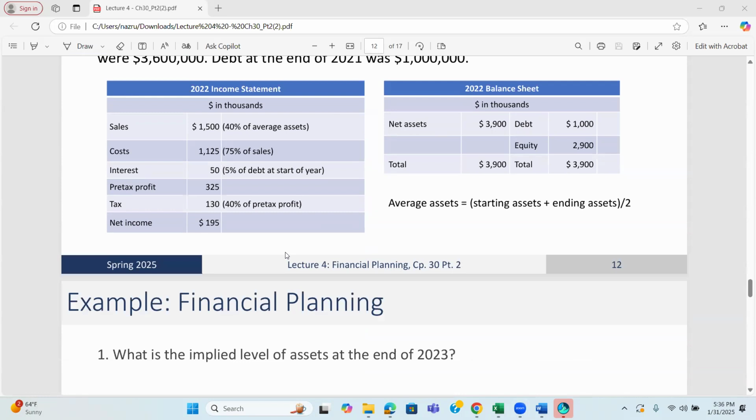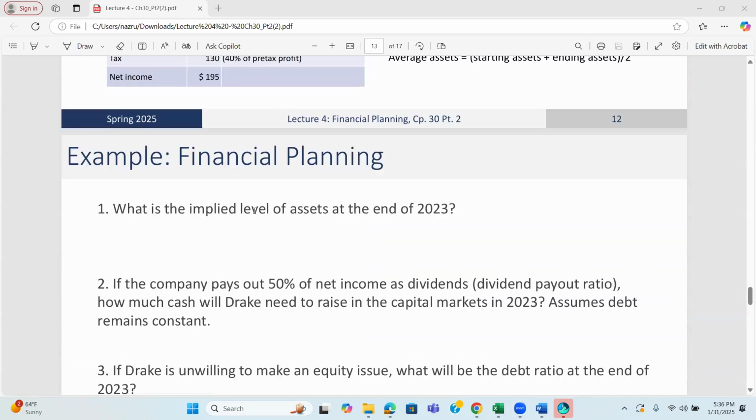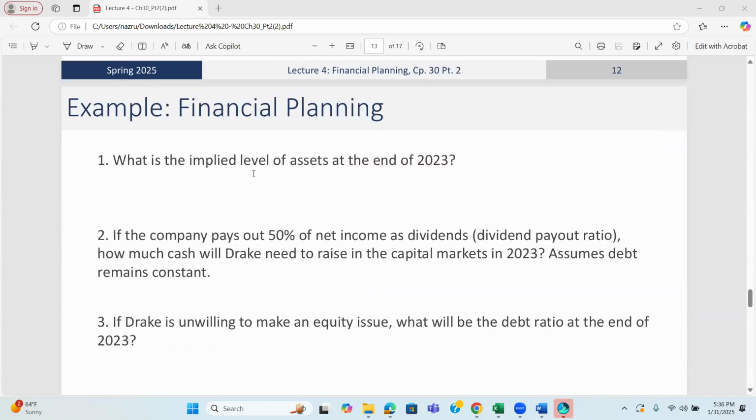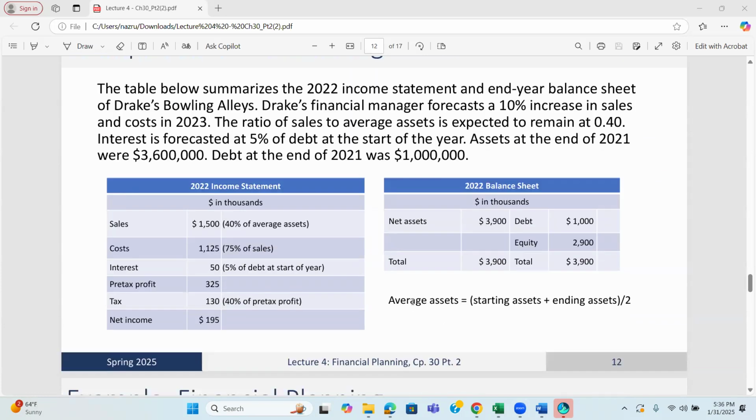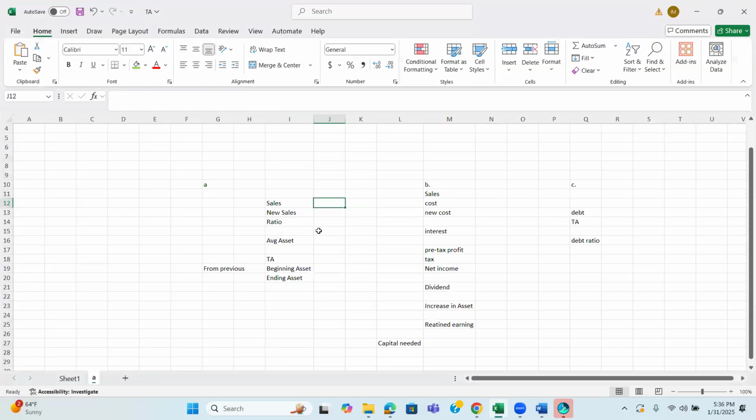Today we'll solve one financial planning problem. So you can see the first question is: what is the implied level of assets at the end of 2023? So we have to find out the ending asset of this practice question. Okay. So we can do it in an Excel sheet, and if you follow this video, you will have the idea how you can reach the ending assets value.